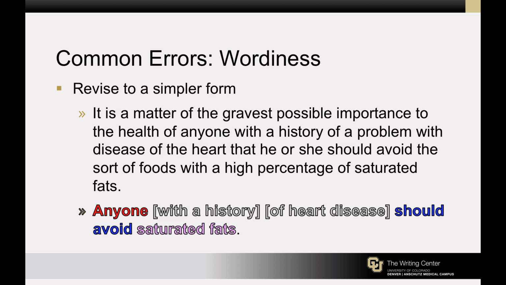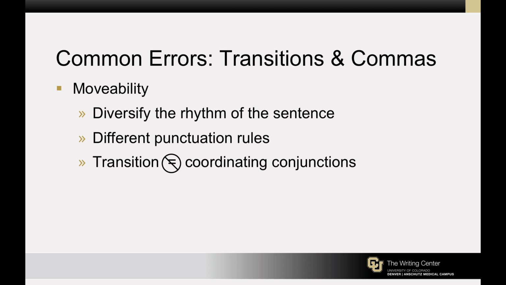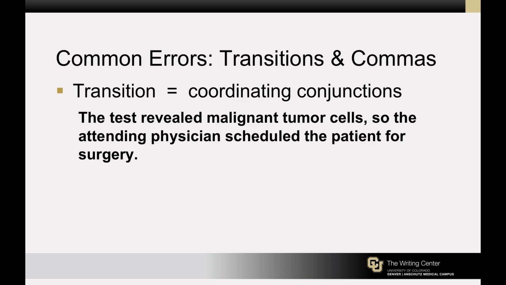Another common error is incorrectly punctuating with transitional words and phrases. Transitions can be placed in different spots in a sentence, at the beginning, at the end, or even in the middle. Varying the location of transitions is good because it is yet another way to diversify the rhythm of our sentences, but we have to be sure to punctuate properly depending on the transition's location. Each location has a different punctuation rule. To avoid using commas and transitions incorrectly, we have to remember that transitions are not the same as coordinating conjunctions. Students often think that transitions act the same as coordinating conjunctions, but they don't.